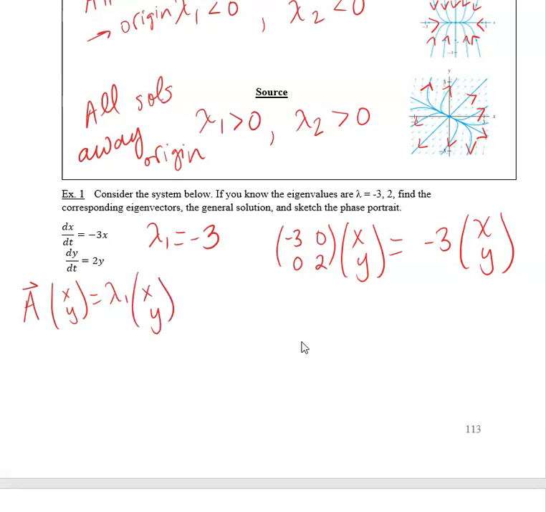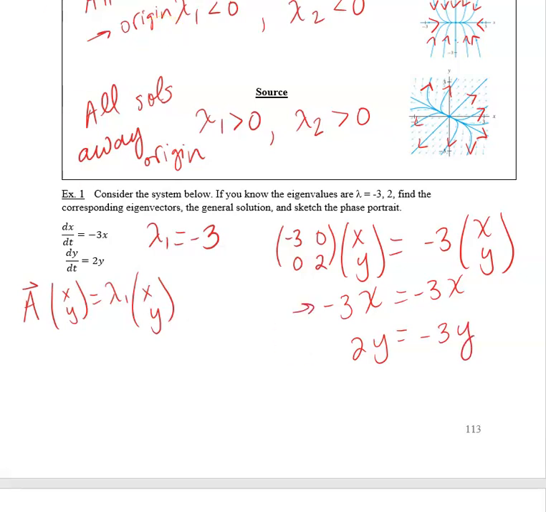And so we're going to look at the product here, and we're going to write this basically as a linear system. That would give me -3x, and then of course 0y would equal -3x. You could also, remember, use the other variable, and that would be 0x and 2y would equal -3y. So either of those would work.